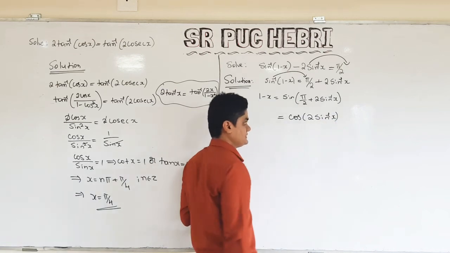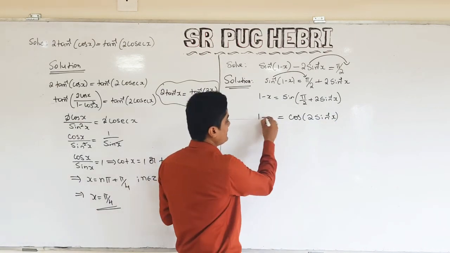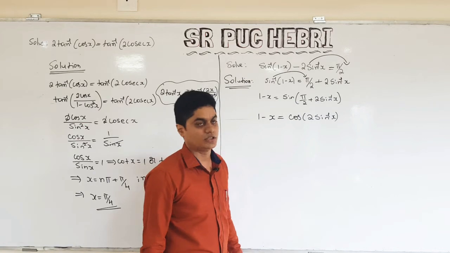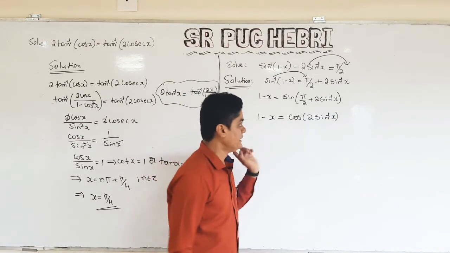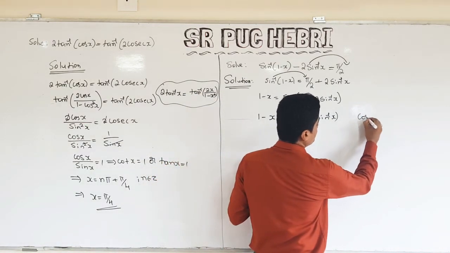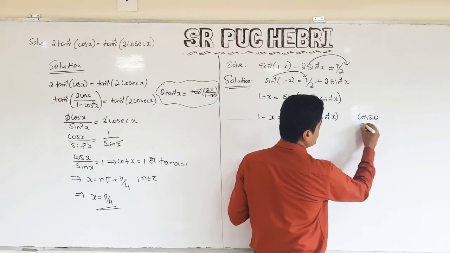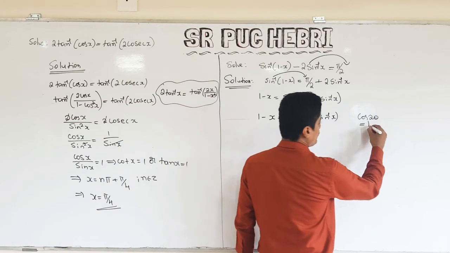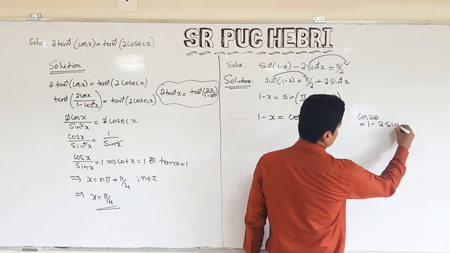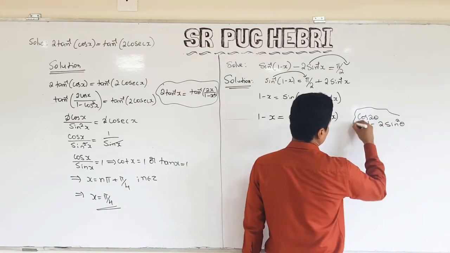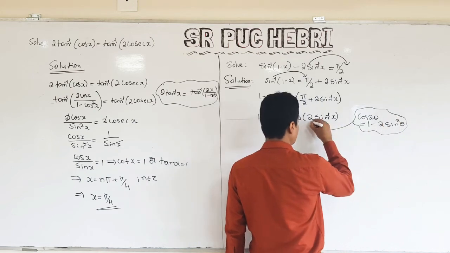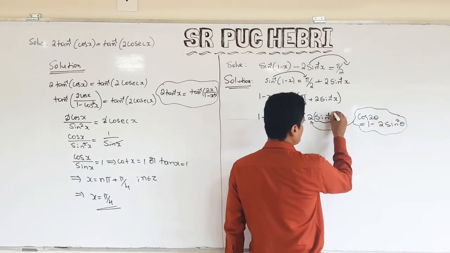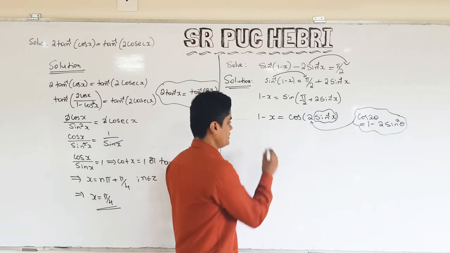Remember? Yes. So 1 minus x is equal to cos of 2 sin inverse of x. Now this is in the form of cos 2 theta. What is cos 2 theta in terms of sine? It is 1 minus 2 sine square theta. So use this formula here. What is theta? In this expression, theta is sine inverse of x. So check what you will get.